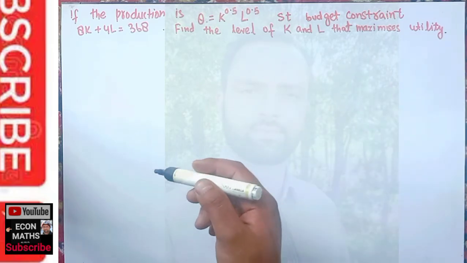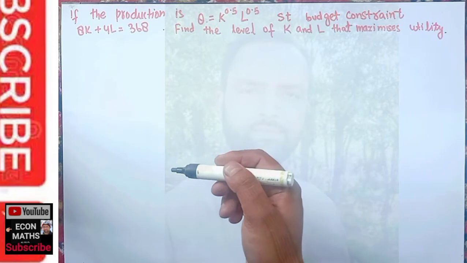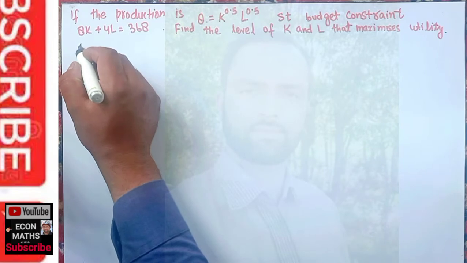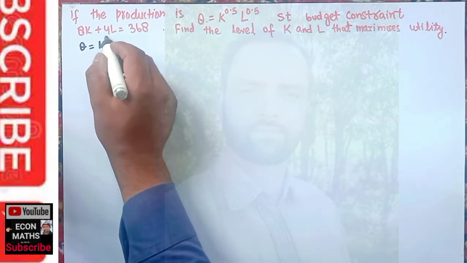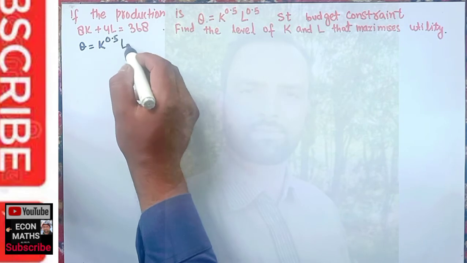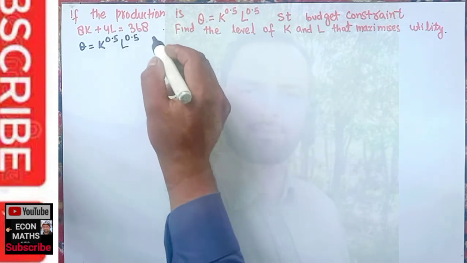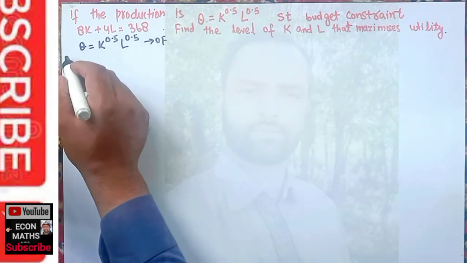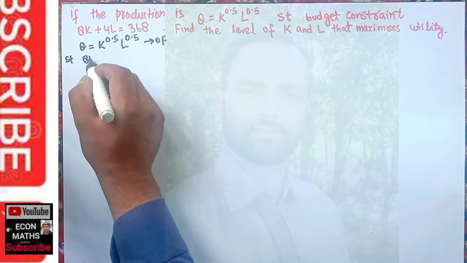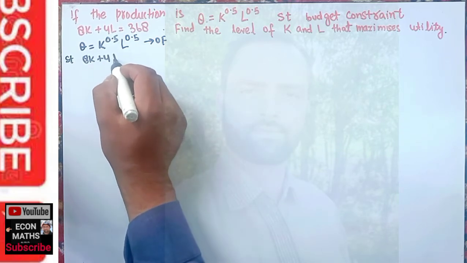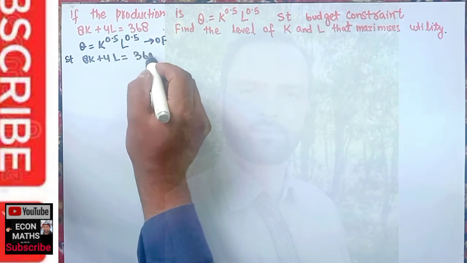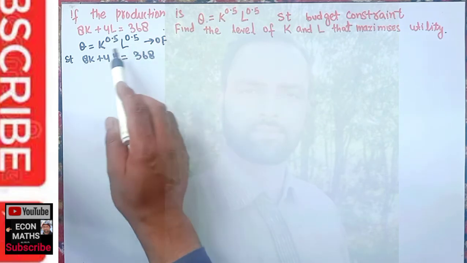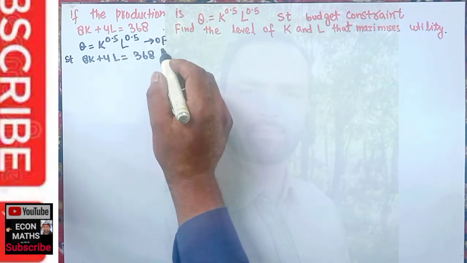Okay, so these questions can be solved using the Lagrange's multiplier method. First of all, we write the given production function, that is q is equal to k to the power 0.5 l to the power 0.5, and it is called the objective function. And we are given the budget constraint, such that 8 times capital plus 4 times the labor is equal to 368. We have to maximize this production function subject to the budget constraint. So this is called the constraint function.